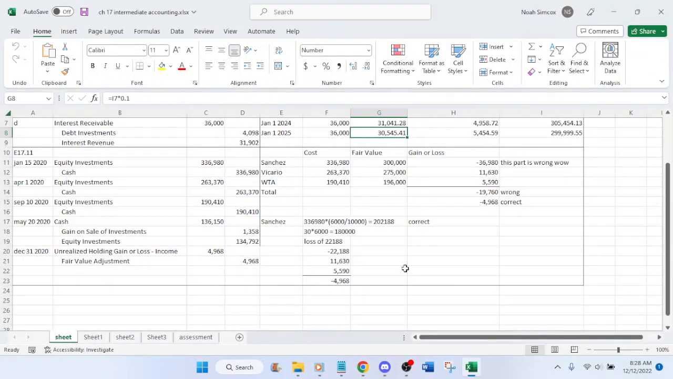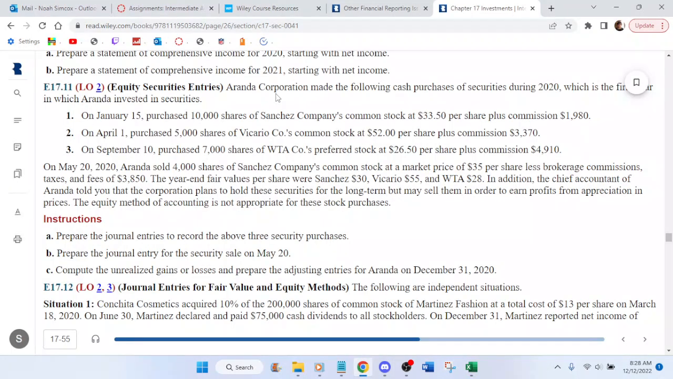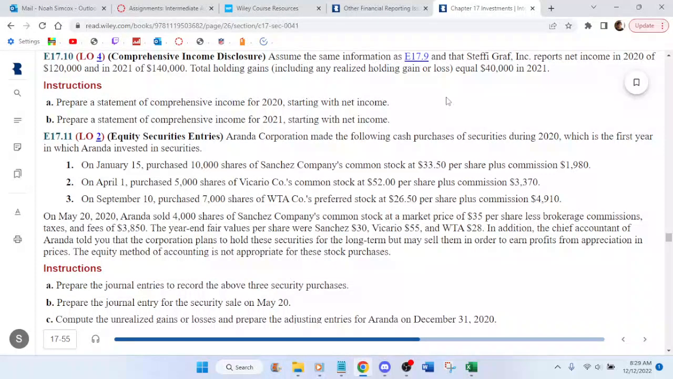17.11. Gotta double check that I got the right answer. Oh, I did something wrong. And 17.11 was not one of the ones in the thing. So let's see. Dang, now I have to figure out what I did wrong in that question.